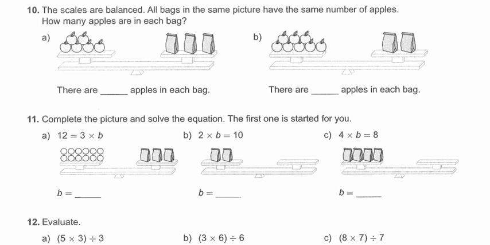For number 10, it says the scales are balanced. All the bags in the picture have the same number of apples. How many apples are in each bag? So we could see there's 3 bags over here. So if I put bags around the apples equally, you'd see that there's 2 apples in each bag. See if you can do B.